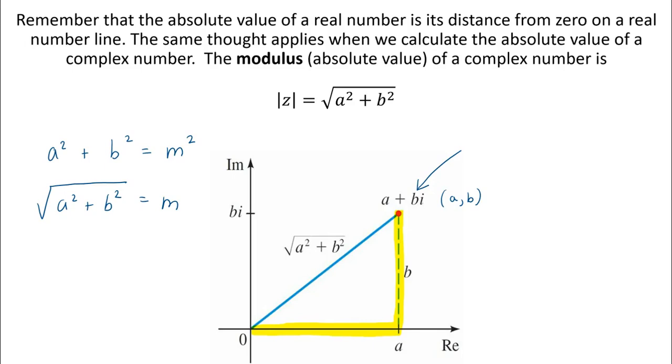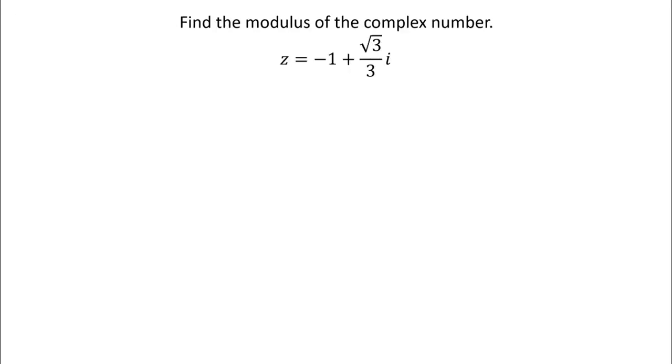Now, because the modulus of a complex number is just the distance to that point from the origin, the modulus will always be a positive number. It can never be negative because it's a distance. So let's find the modulus of this complex number. Remember, modulus just means absolute value or distance from (0, 0).